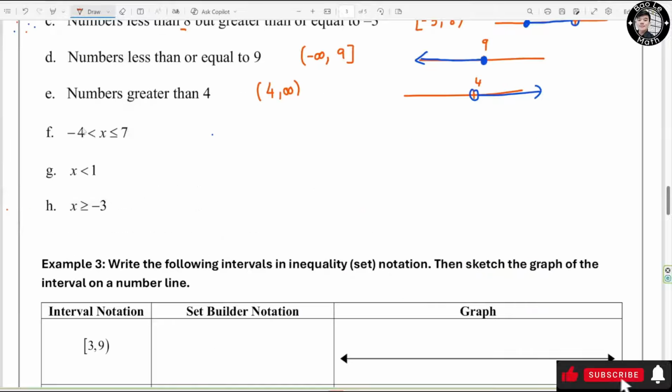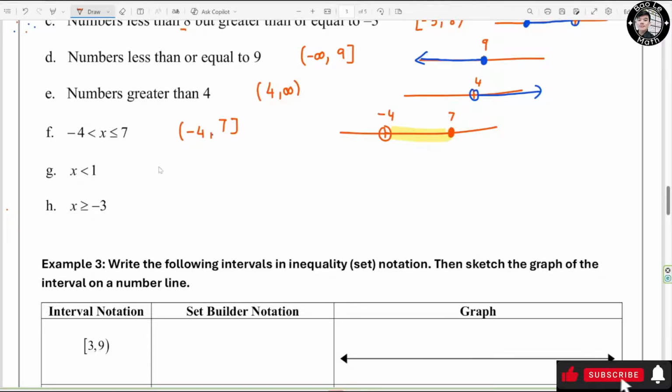Question F, negative 4 to 7. So it will be negative 4, comma 7, bracket. Draw the number line, negative 4 right here, 7 right here. So your answer should be this interval right here. Right at 7, closed circle. This one should be an open circle.